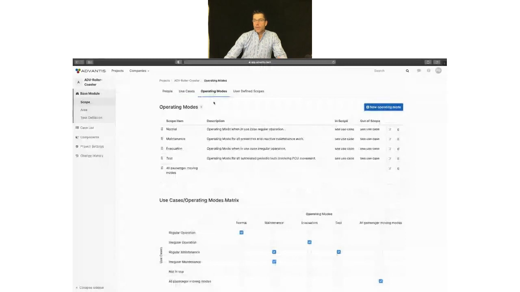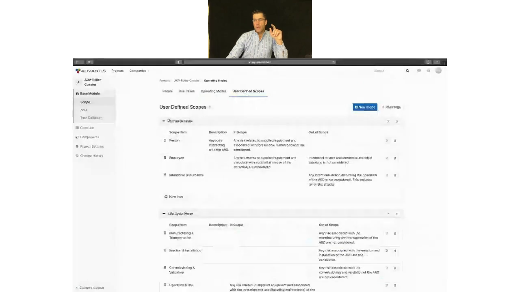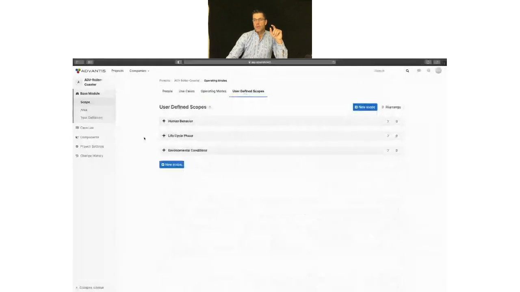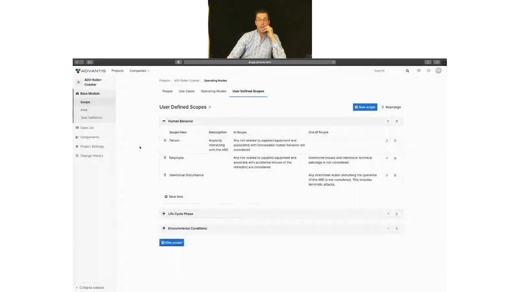Operating modes, I'm not going to touch on this. This is where we connect the actual operating modes, like normal mode and maintenance mode of a ride, with the use case. And there's a matrix for that. This gets a bit too far for this session. The one thing I want to touch on is these user-defined scopes. Here you have endless options of what you want to define on your own. Human behavior is obviously a very important one in our industry.